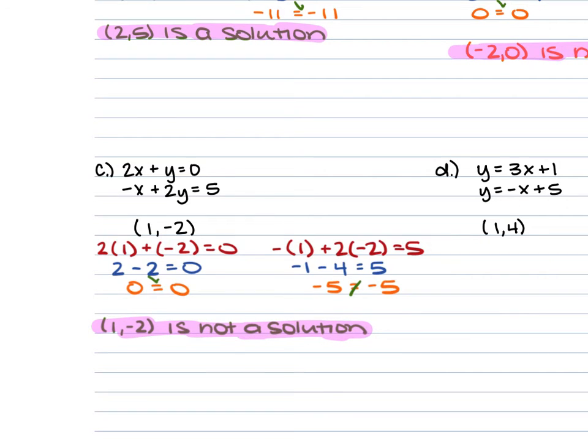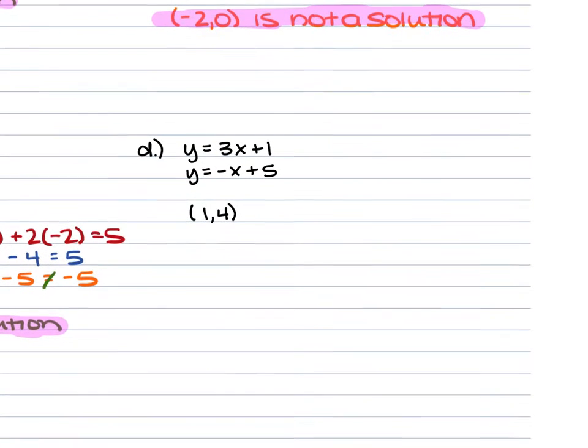For example D, we have y is equal to 3x plus 1 and y is equal to negative x plus 5 with the ordered pair 1, 4. So this is going to give us 4 is equal to 3 times 1 plus 1 and 4 is equal to the opposite of 1 plus 5. The 3 times 1 is 3, so that's 4 is equal to 3 plus 1. This simplifies to be 4 is equal to 4. That is a true statement.